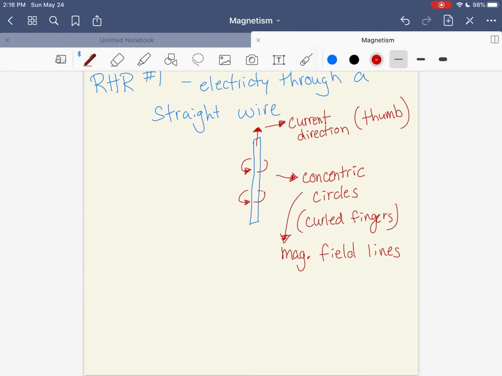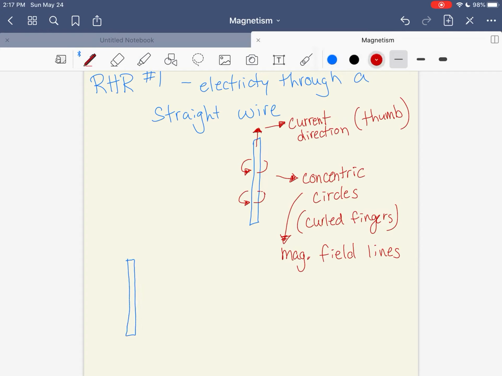Now, let's do a second example here. Say we have our wire, only this time the current is flowing down through the wire. That means that when I am positioning my right hand, my thumb needs to be pointing down. My fingers are going to curl around in a clockwise direction in this case. So they're now clockwise in terms of direction. And that's my magnetic field lines.